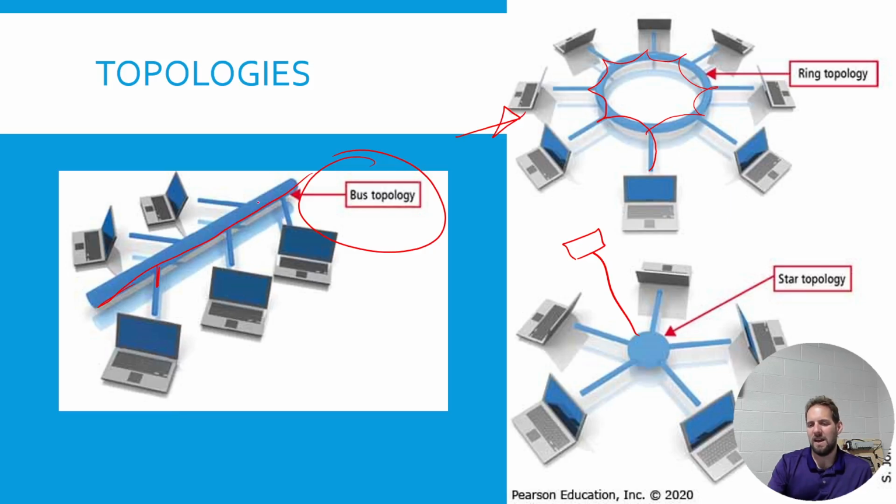Where if I need to add a device here, I need to break the chain, I need to put my device in there, and I need to connect it up. Same thing here. If I don't put a device right there, I need to break the chain, connect a new device up here, and we're good to go.